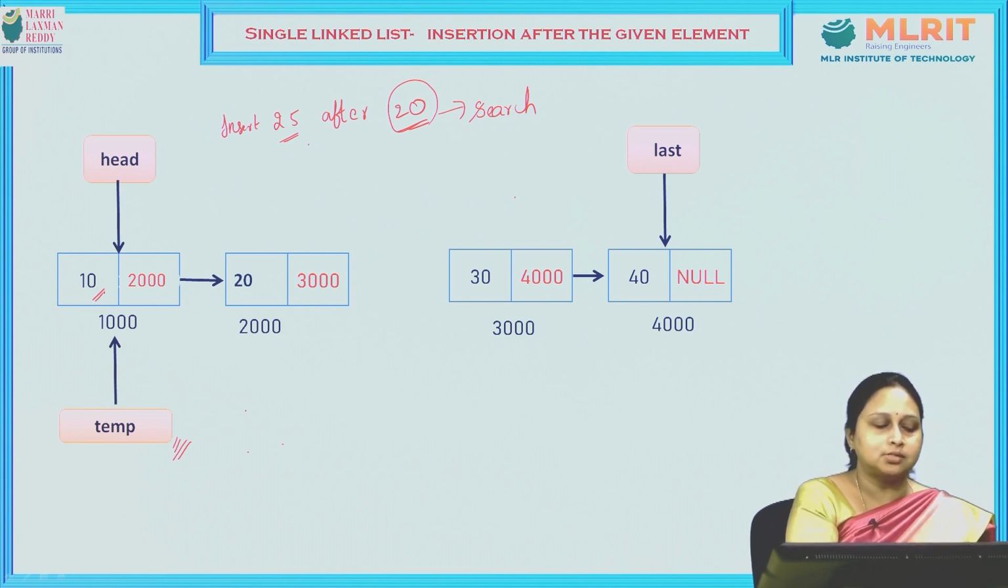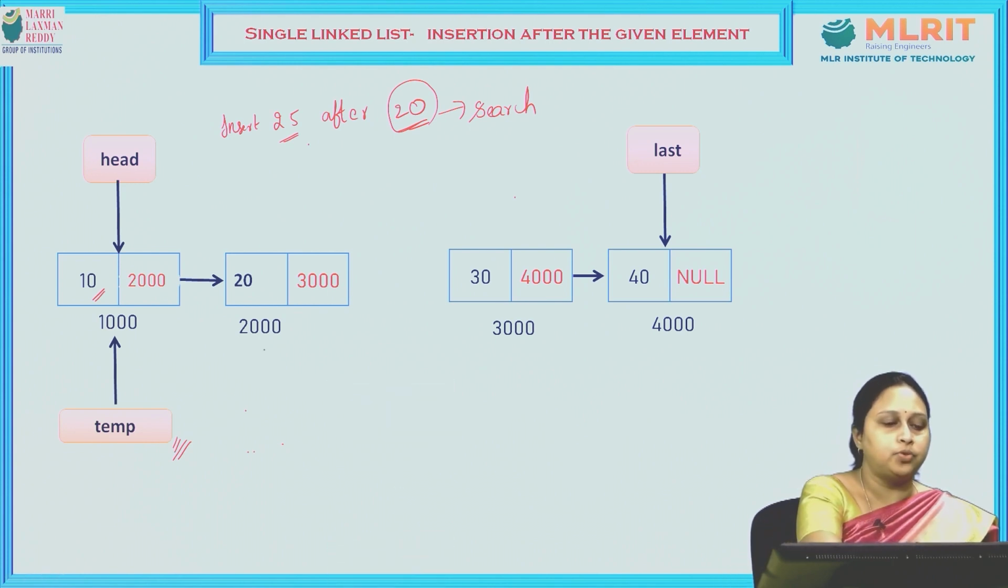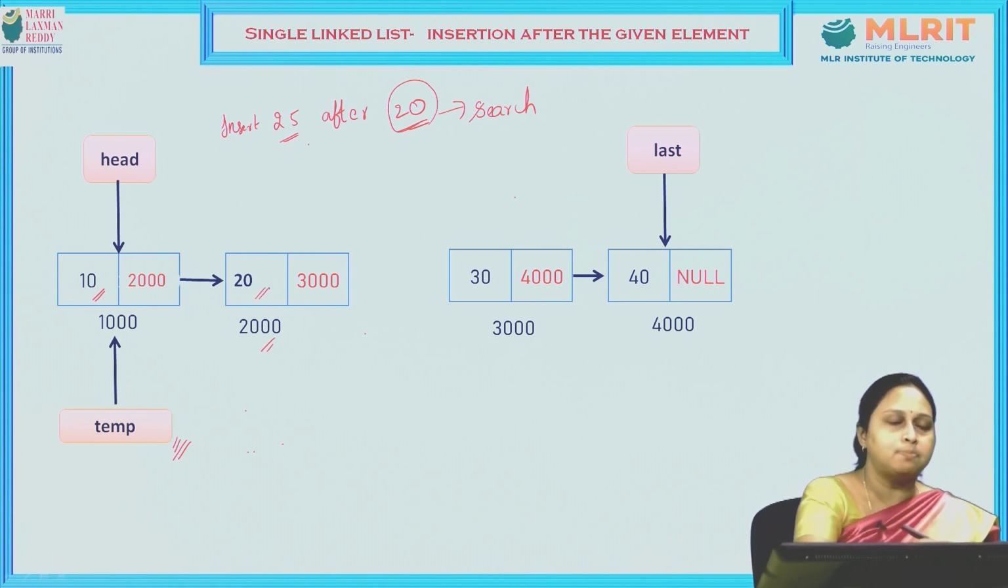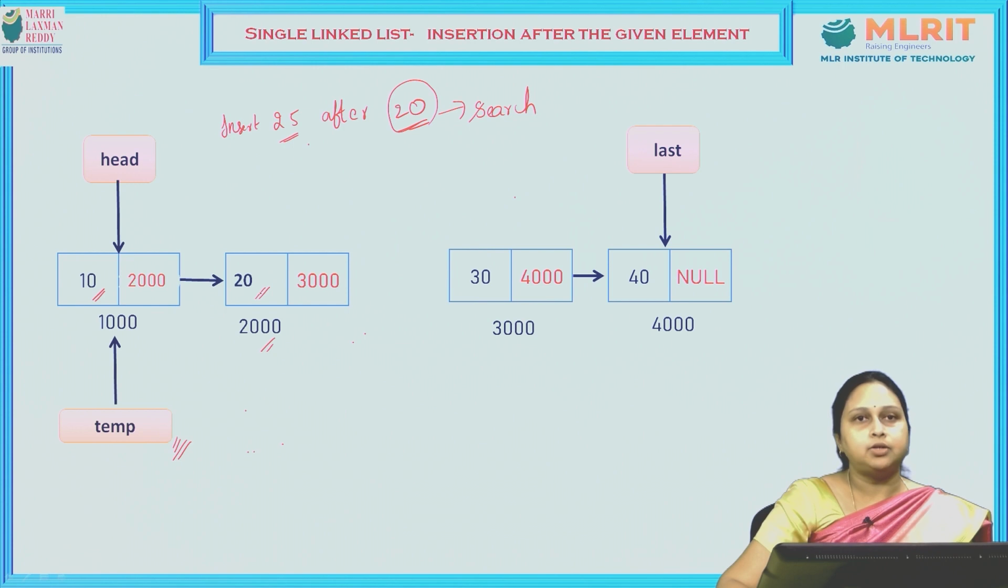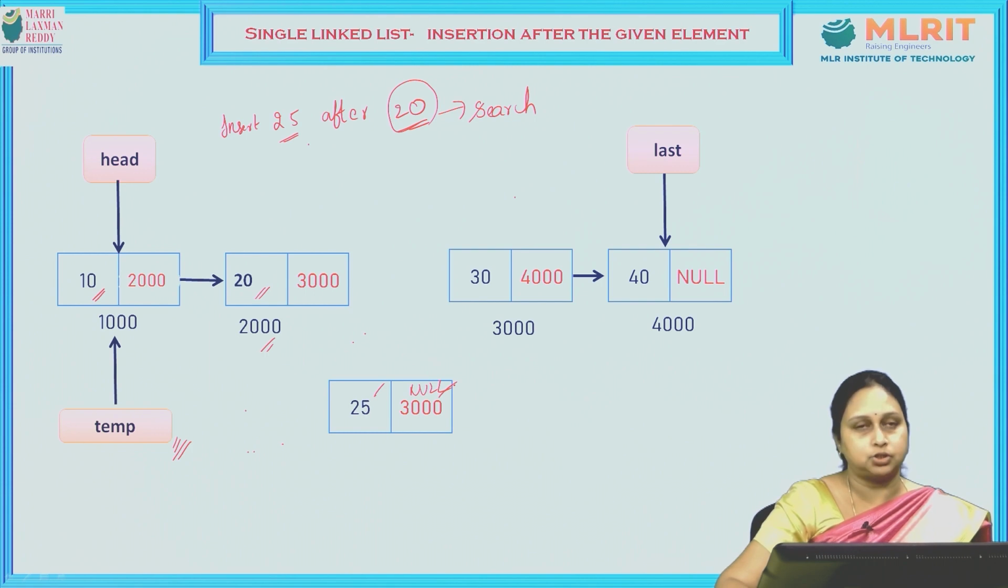What are we going to do in this case? Now we are going to move our temp to the next location. Now temp is pointing to this location. Now I am going to search temp arrow data equal to 20. Yes, now temp arrow data is 20. Because of that the element is found. Now what are we going to do here? We are going to allocate the memory, and we will have the data part as 25 and the address part initially as null. Then we are going to make the connection, and we refer to this with the address 5000 and the name of this node is n.